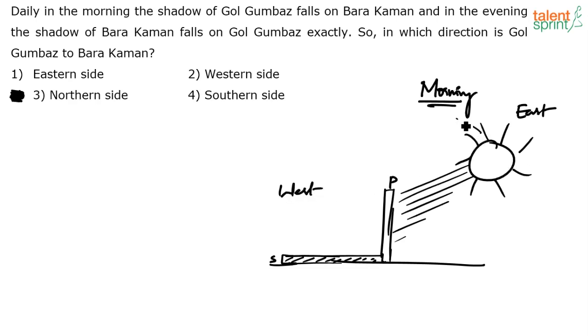By noon, what happens? The sun comes vertically on top. You know that at noon the sun is over your head, so the sun rays directly fall on the body. And where will the shadow be?